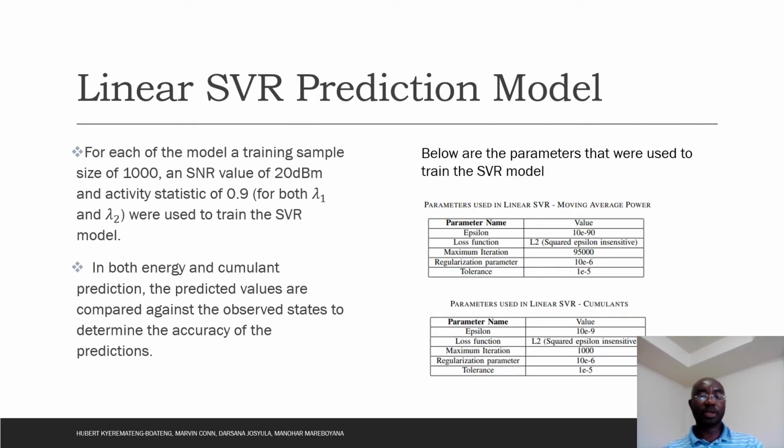Linear SVR prediction model. For each of the models, a training sample size of 1000, an SNR value of 20 dBm, and an activity statistic of 0.9 for both lambda 1 and lambda 2 were used to train the SVR model. In both energy and cumulant prediction, the predicted values are compared against the observed state to determine the accuracy of the prediction. Below are the parameters that were used to train the SVR model.